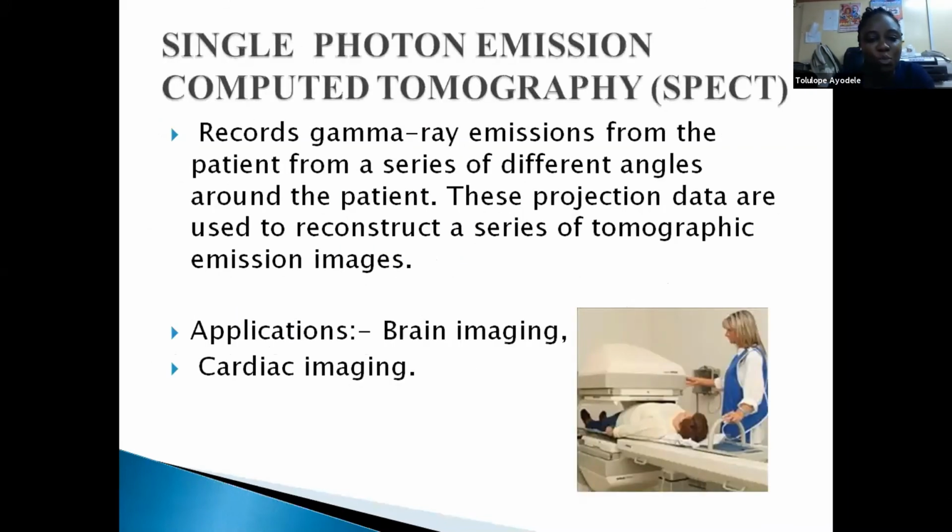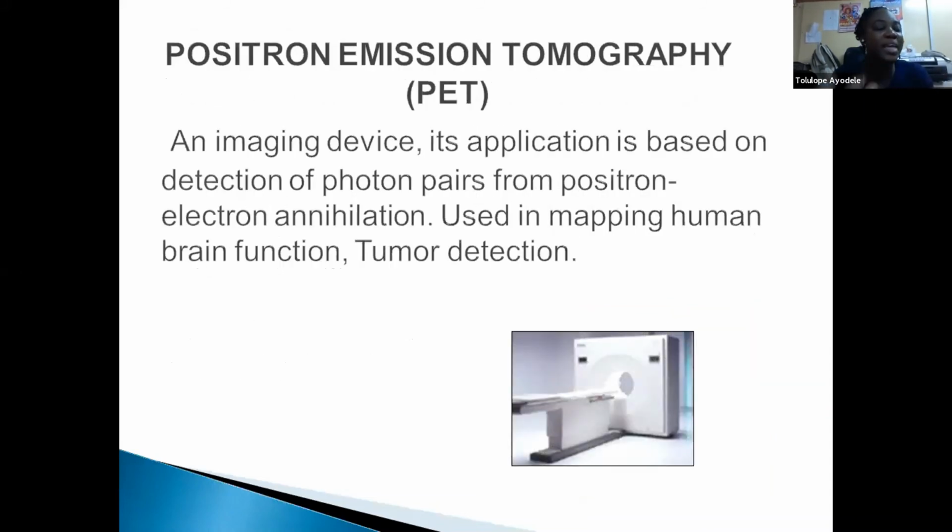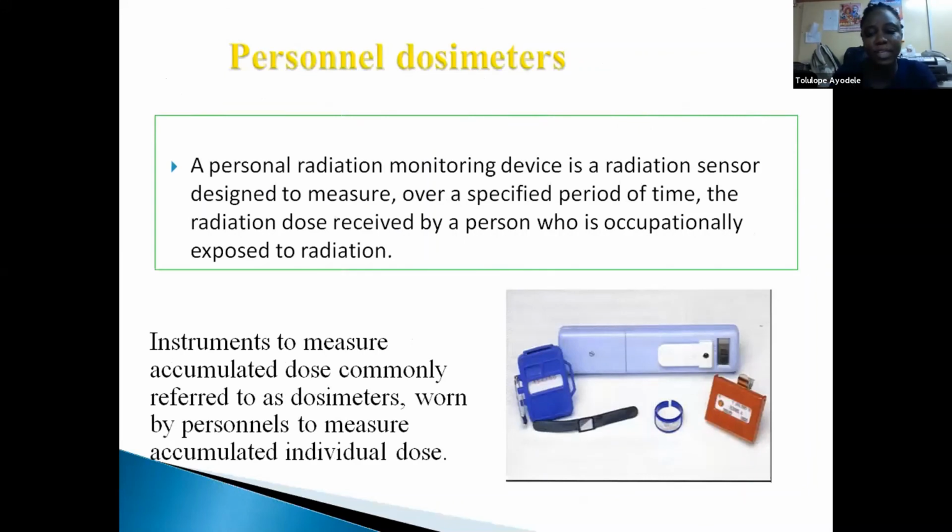We have the SPECT too, which records the gamma ray emissions from different angles around the patient. The applications for this are in brain imaging and cardiac imaging. We use it to image the brain, and also the heart, and to detect abnormalities in any of these organs. We also have PET, whereby we use a positron emitting radionuclide for diagnosis with a PET scanner. It is used in brain function and tumor detection.